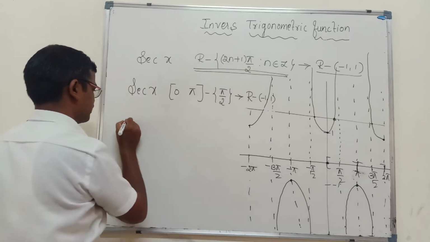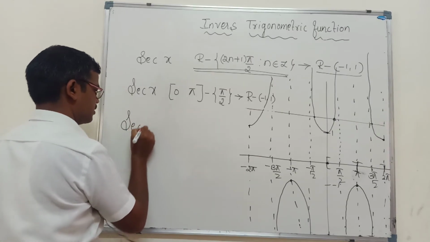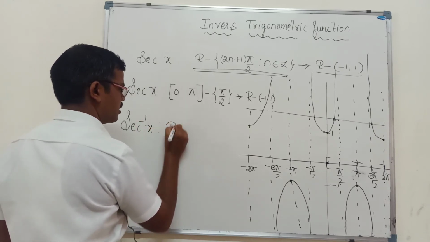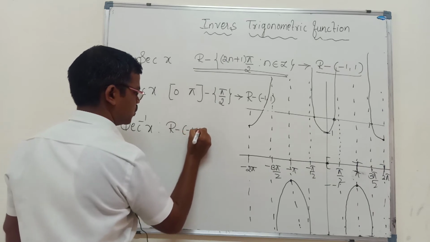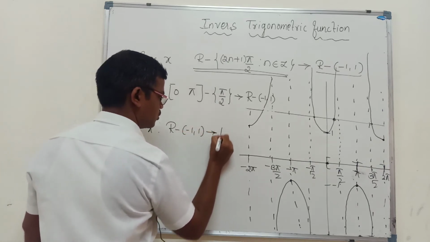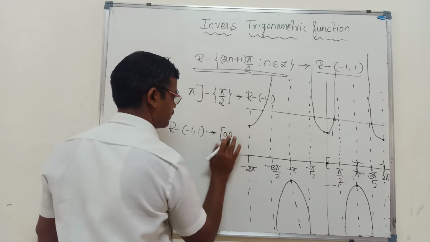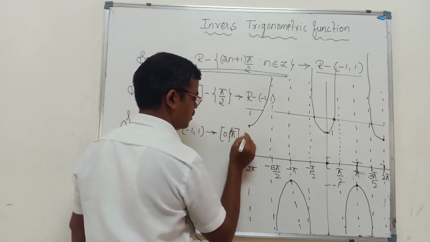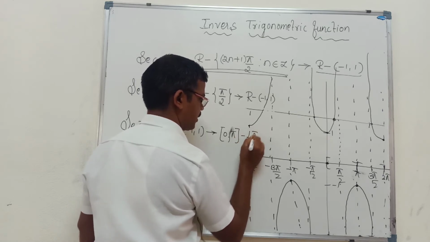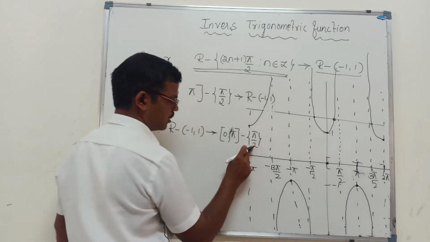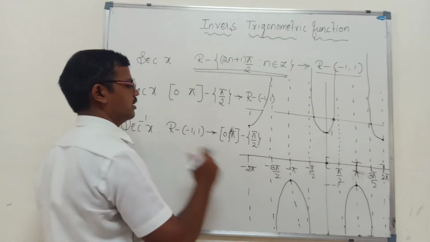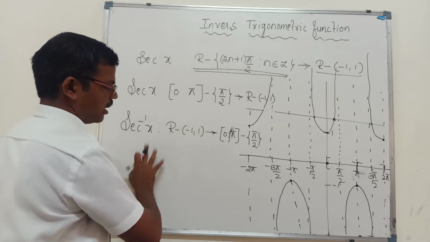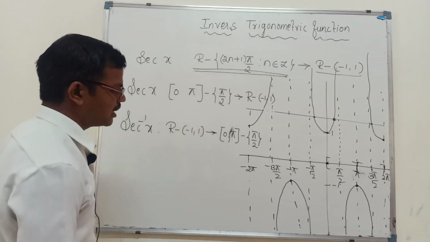sec inverse x is a function from R minus (minus 1 to 1) to 0 to pi, minus pi by 2. Minus pi by 2 means what? For this our function is not defined, so we are eliminating that. So this is about it. And now we come to know about its inverse graph.